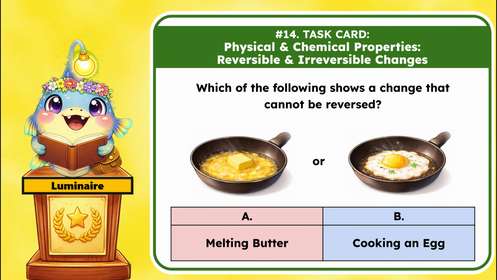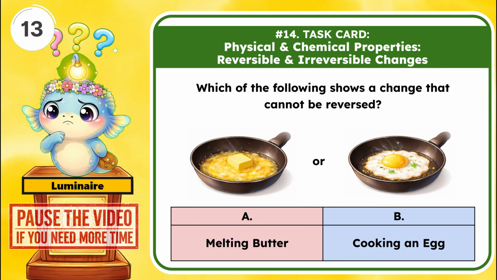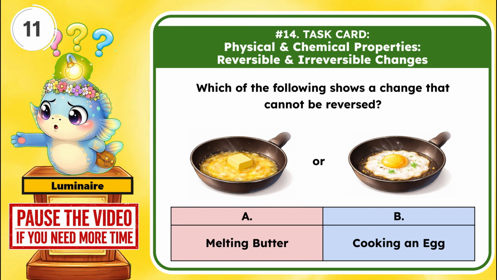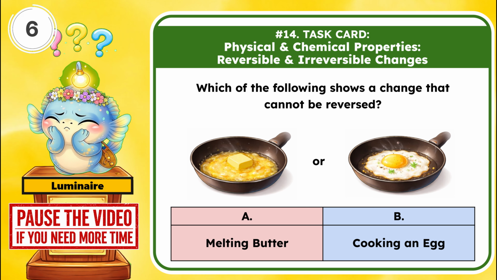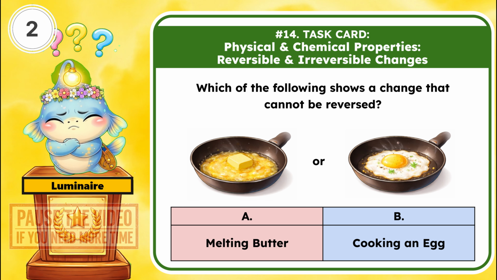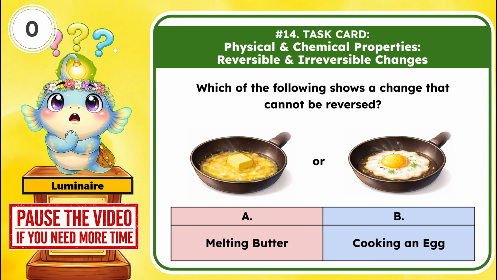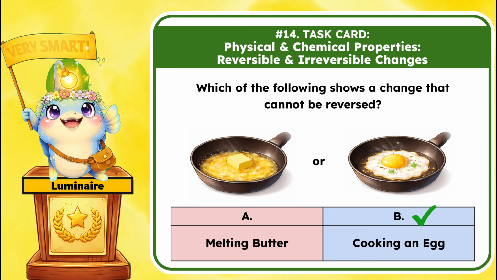Which of the following shows a change that cannot be reversed? And the correct answer is letter B. Cooking an egg.